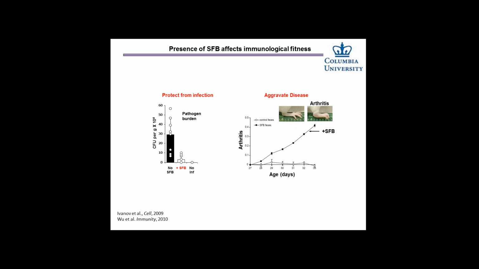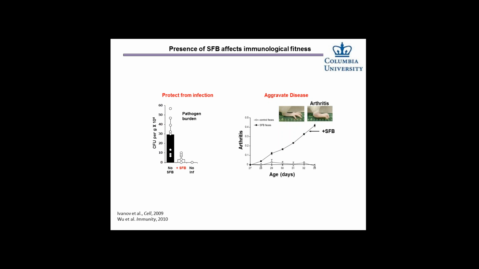And on the right, what you can see is the fact that SFB, on the other hand, by inducing, or presumably by inducing Th17 cells, can increase the susceptibility to autoimmune inflammation. In this case, we use the model developed by Diane Mathis and Christophe Benoist. It's a transgenic model called K/BxN or KRN model, in which we have a transgenic TCR recognizing an antigen in the joints, inducing arthritis. So these mice develop spontaneous arthritis.